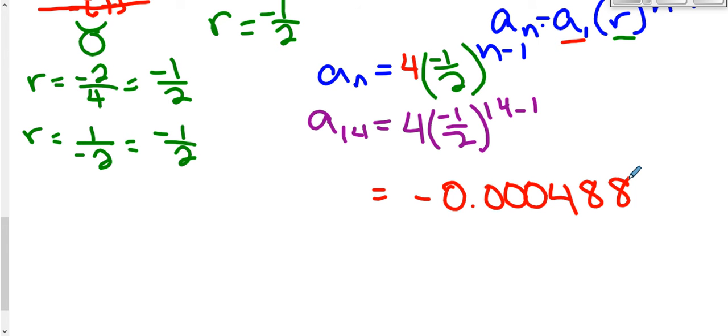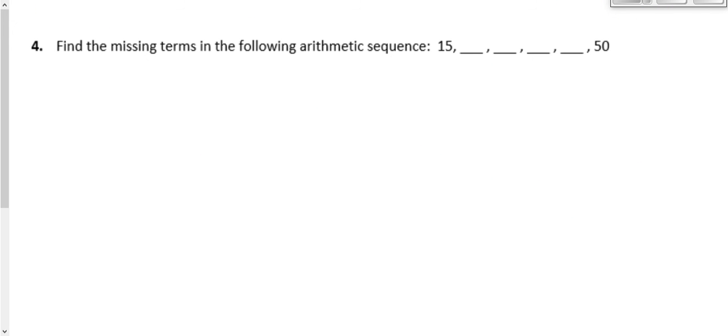Let's go ahead and take a look at finding the missing term in a sequence if we know what the first term is. We're going to check out question 4 before we move on to a new video. So we're going to be finding the missing terms in the following arithmetic sequence. We've started with the number 15, we've ended with the number 50, and we have 4 blanks in the middle. Now, finding the missing terms is as simple as finding D. D is going to be the key to this. D means the total change in value per term.